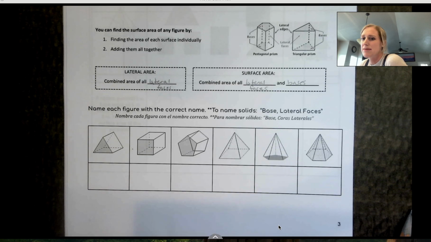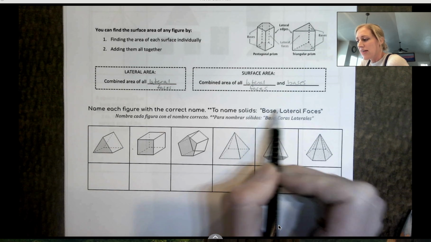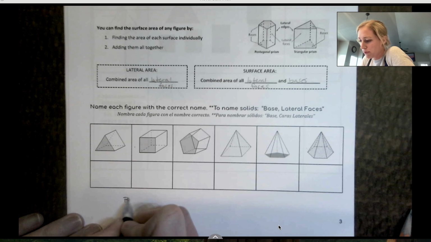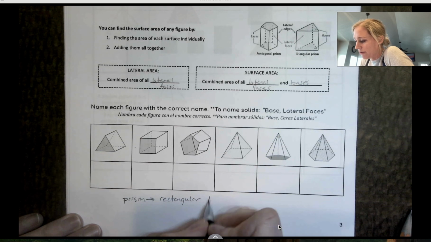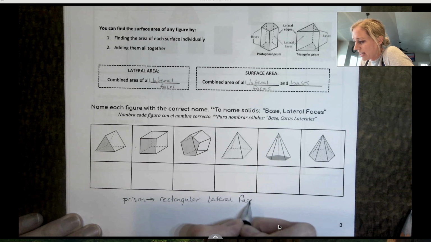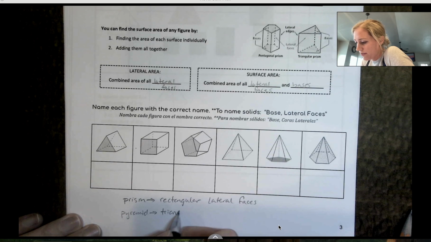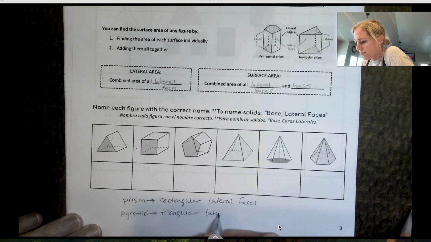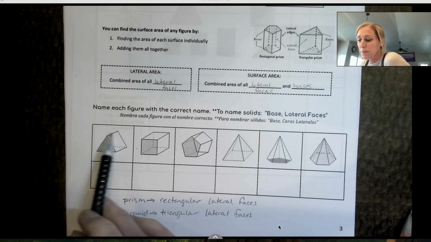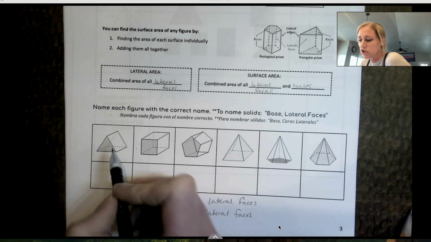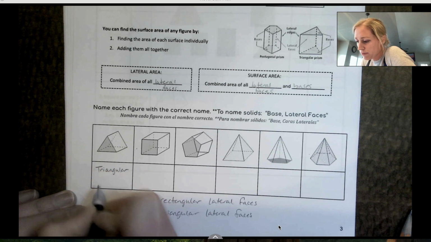Okay, so now we're going to practice naming some different figures. We're going to name the base shape first, and then the shape of its lateral faces. If it's a prism, it has rectangular lateral faces. If it is a pyramid, it has triangular lateral faces. So here, this is a prism because it has rectangles for lateral faces. The shape of its base is a triangle. So we would call this one a triangular prism.